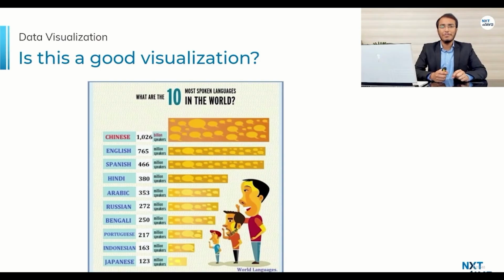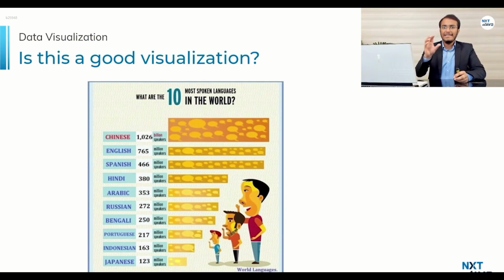Now this is another example where the visualization is very, very misleading. You can see here the number of people who are speaking a particular language. According to this data, which might be a little old, there are 1026 million speakers of the Chinese language, and then there are 765 million English speakers and 466 million Spanish speakers. So this is the data which is plotted there.